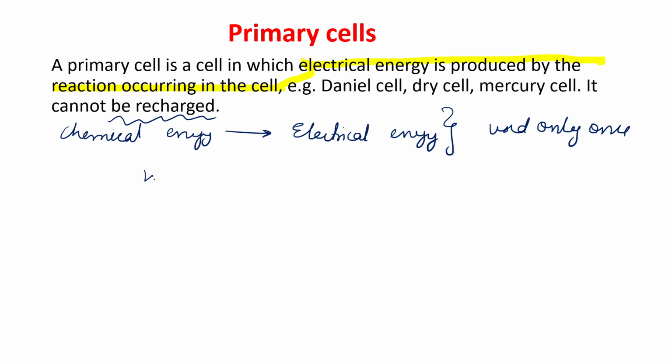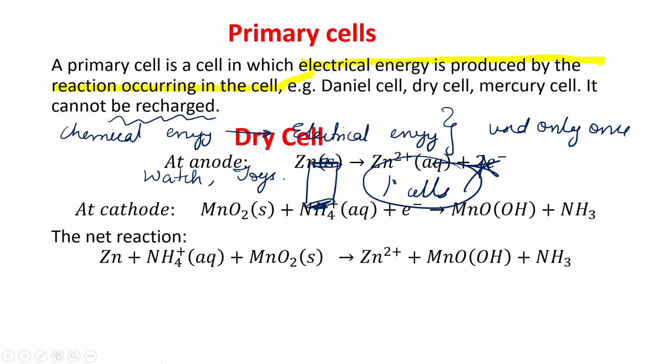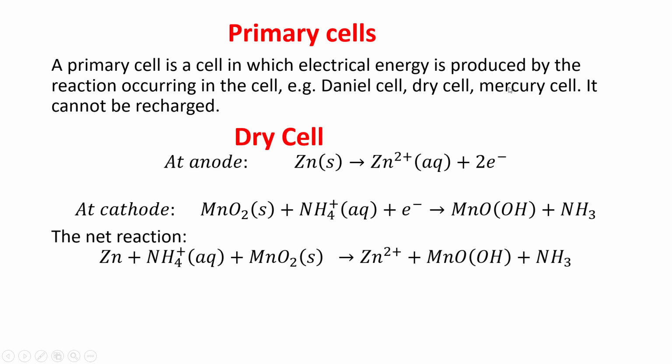The batteries that you use in watches or toys, the cell batteries that we use in remotes, of this kind of appearance, are basically primary cells. These cannot be recharged, they are used only once. Examples are Daniel cell, dry cell, or mercury cell. So what is the reaction happening in these cells? Dry cell: at anode we have zinc. Zinc gets converted into zinc 2 positive ions and releases 2 electrons.